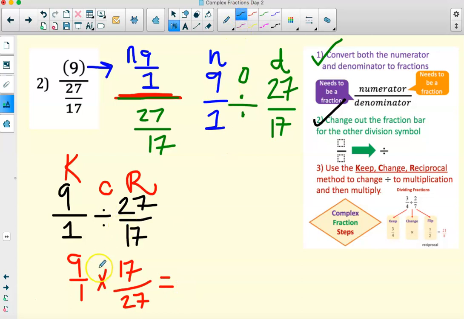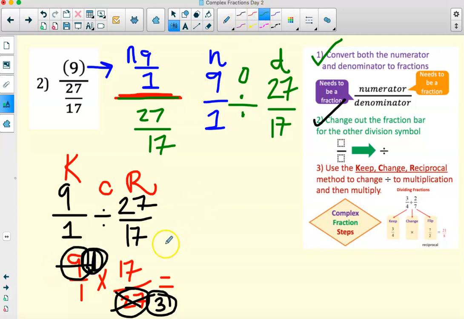I'm going to reduce diagonally. So I see that the 9 and the 27 can both be divided by 9. So I think in my head, 27 divided by 9 is 3. I circle my new number, the 27 is gone. 9 divided by 9 is 1. And I circle that new number 1.